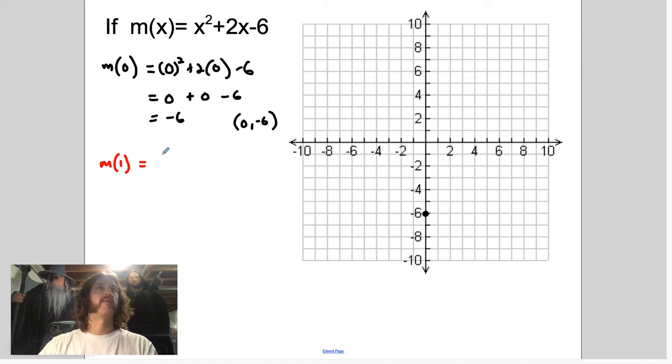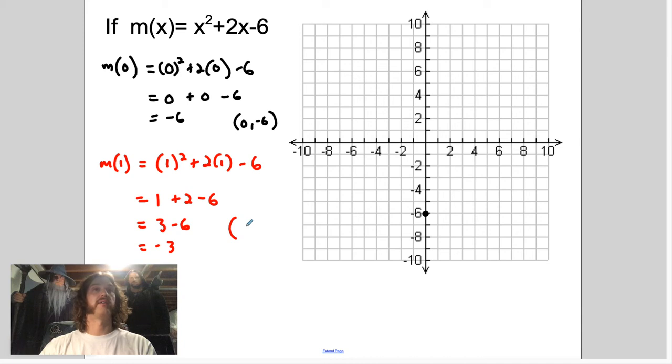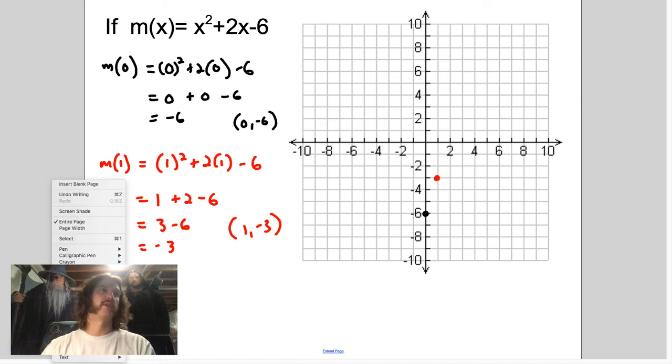So I'm going to go through here in red, and I'm going to do 1 squared plus 2 times 1 minus 6. That is 1 plus 2 minus 6, which gives me 3 minus 6, which is negative 3. So I've got another point on my graph: (1, -3). All right, well, it looks like a line to me. Whoa, slow down. We only have 2 points. We got to get a couple more.